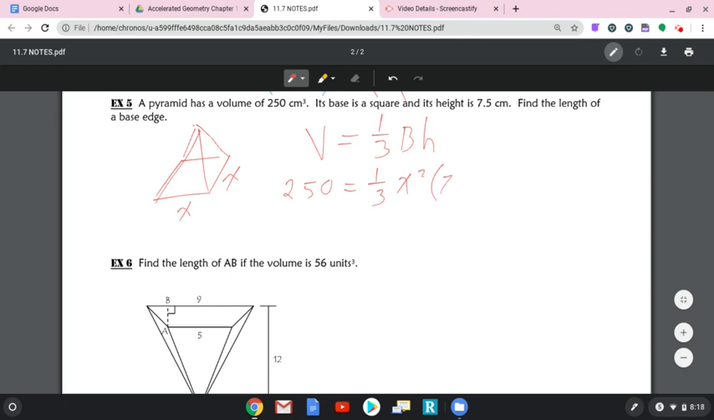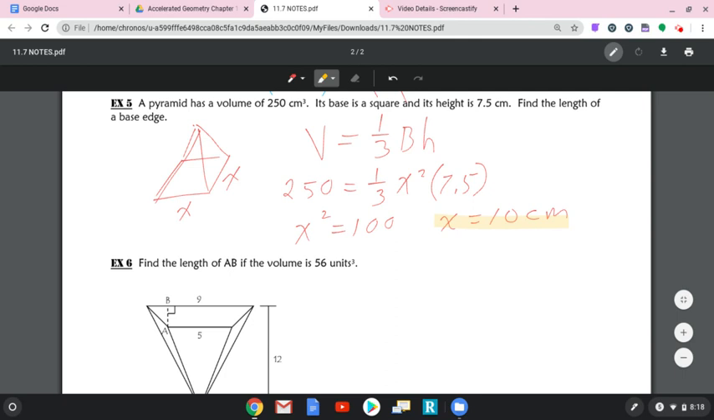And the height we know is 7.5. So if we simplify this, guys, what you have here is S squared. Okay, I'm sorry, S, I wrote X. X squared in this case, if I multiply by 3 and divide by 7.5, you are going to get X squared to be 100, and then X would be 10. So the answer would be 10 centimeters for that side length. So there is my solution.